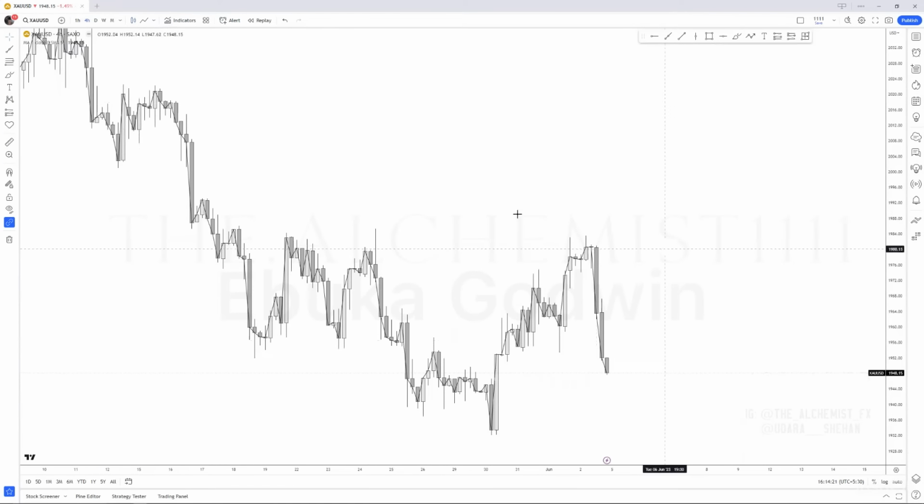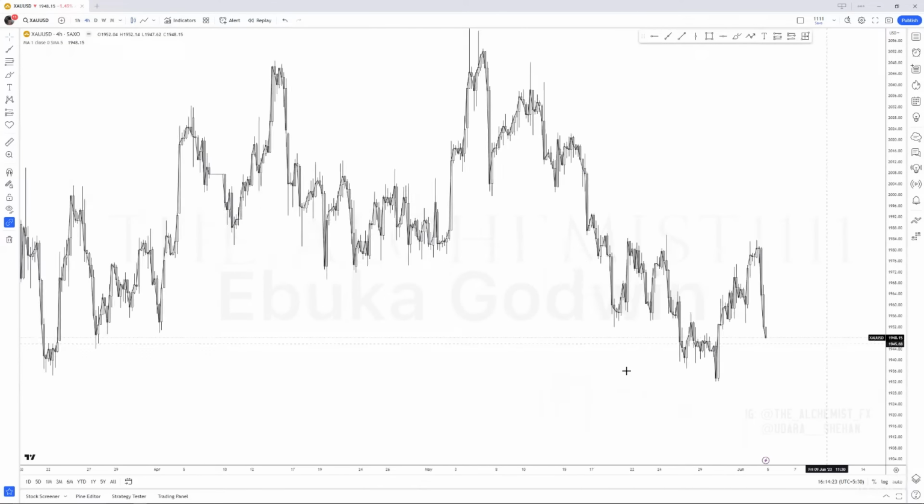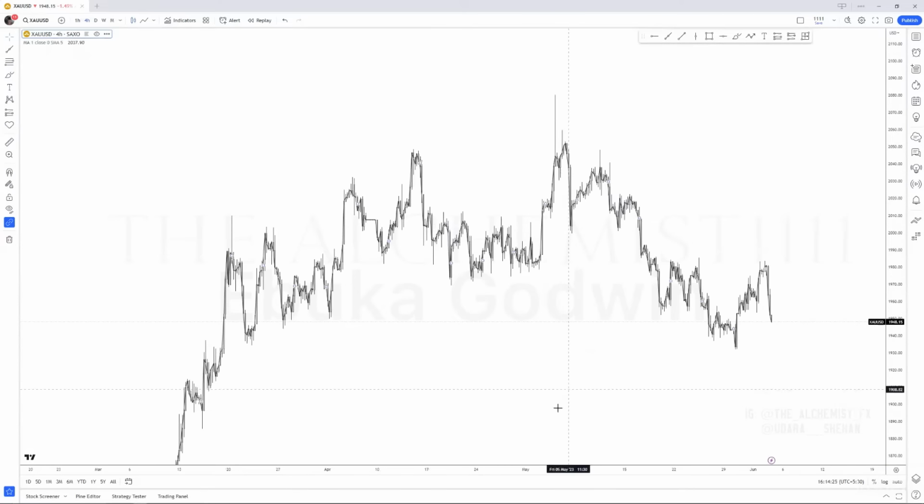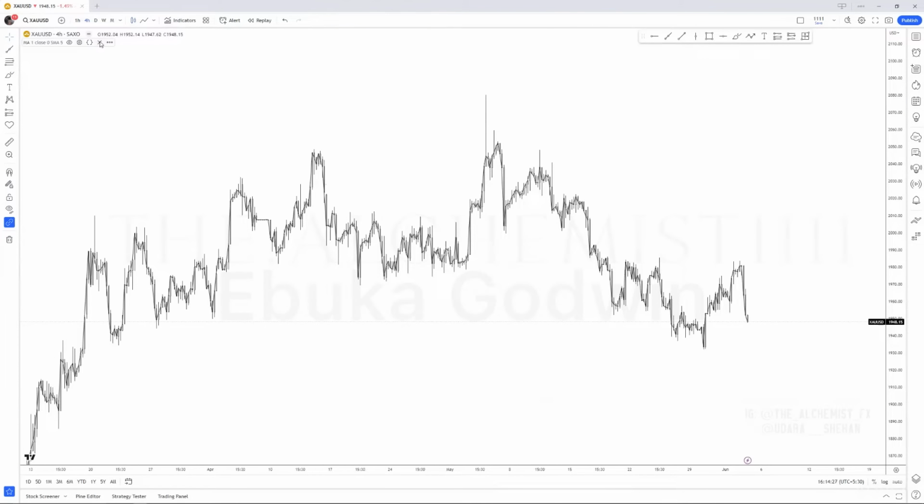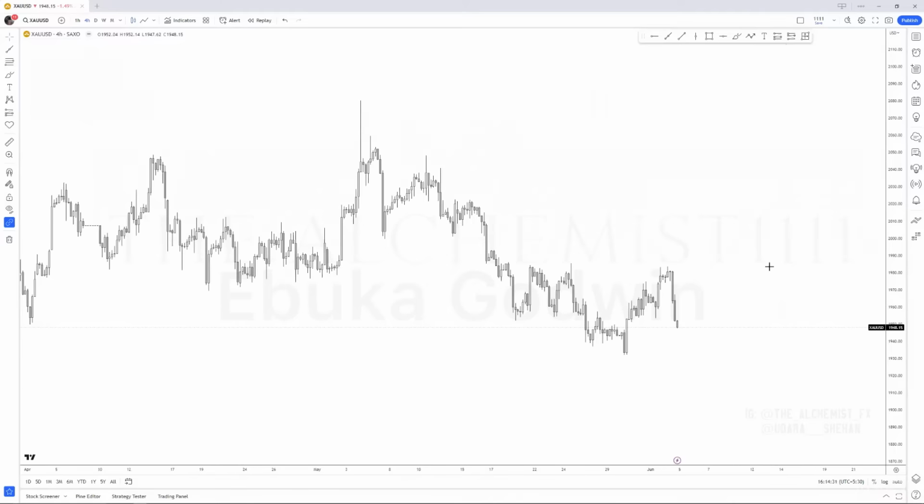But I don't do this. It's messy, right? Look at this. I want to have my charts as clean as possible, so I'll take it off. If you want, you can do this. That's perfectly fine. Okay, now let's get started.